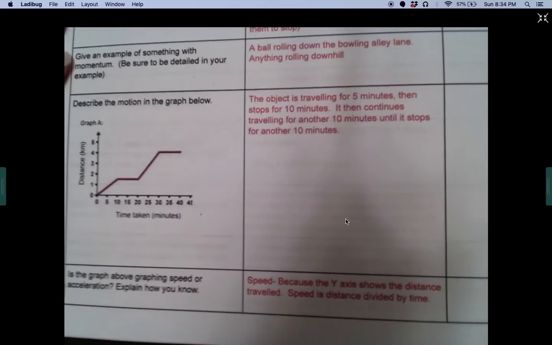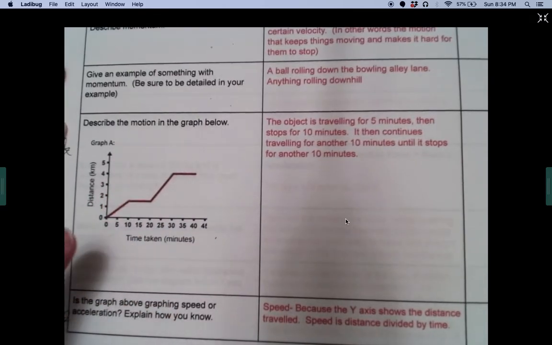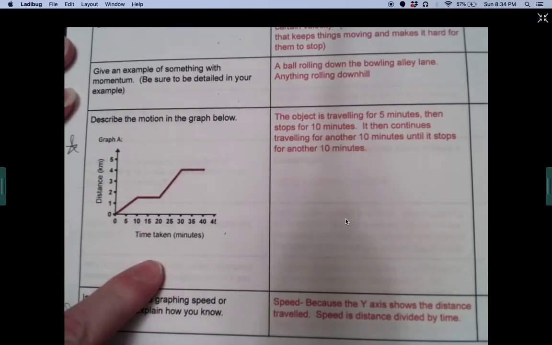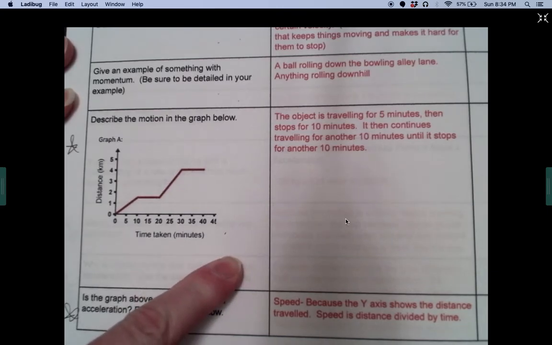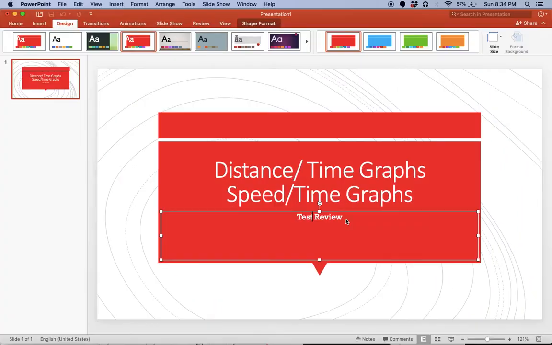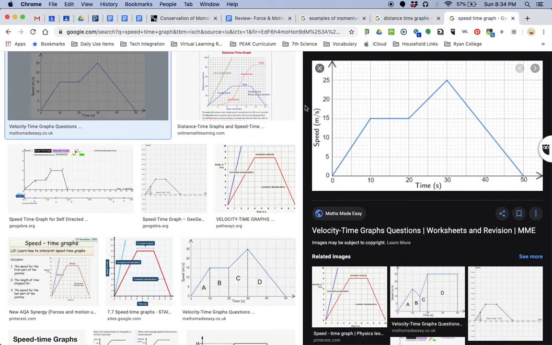So if you take a look at the question here, describe the motion in the graph below. The very first thing you're going to want to do when you look at one of these graphs is look at your x and your y axis. The x-axis is always going to be time. What changes is if it says distance here, or if you take a look over here on this image, on the y-axis it says speed. Whatever it says on the y-axis is going to determine how you interpret this graph.